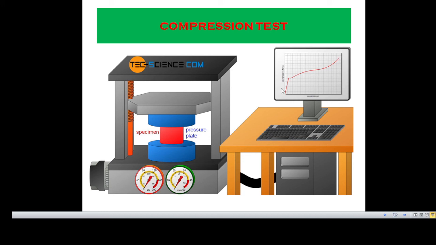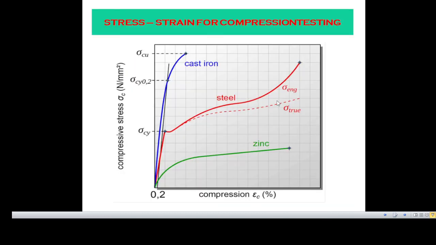So there is no ultimate point, directly we get the fracture point, and the maximum value we get is called breaking stress. Now here is the stress strain curve for cast iron, steel and zinc. Steel and zinc both are ductile materials and cast iron is a brittle material. In the case of zinc and steel, elongation is very high compared to cast iron.